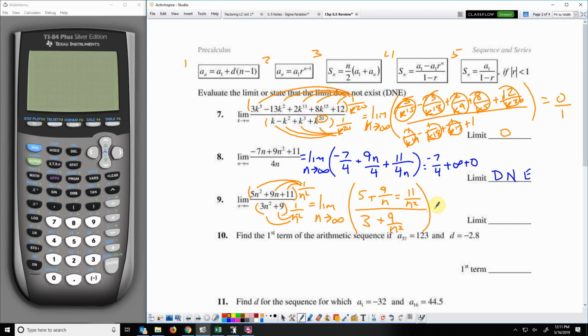So 5 is not affected by the n, it stays 5. 9 over n, as n gets bigger, this fraction will approach 0 because the denominator is getting bigger. Same here. So plus 0 plus 0. This 3 is not affected. And 9 over n squared, the denominator is growing, making that fraction approach 0. So 5 plus 0 over 3 plus 0 is a limit of 5/3.